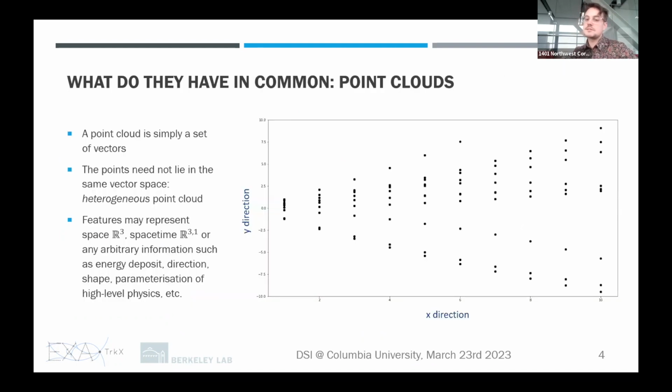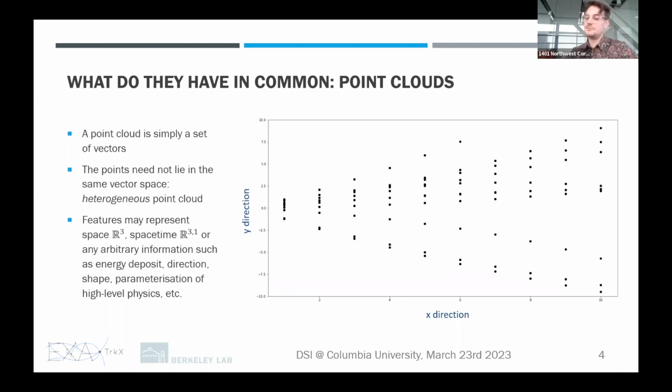And in general, these tasks have the following in common, that they all take as input point clouds. That seems to be a pretty common recurring theme in high energy physics. So a point cloud is simply a set of vectors. Now those vectors don't all need to be the same. In fact, they can be different data types amongst the point cloud. And in this sense, we call them a heterogeneous point cloud. They can be in 3D space, but they can be in space-time, or in fact have any number of arbitrary features. So that could be energy deposits, direction, shape, or hand-engineered features that domain experts create.